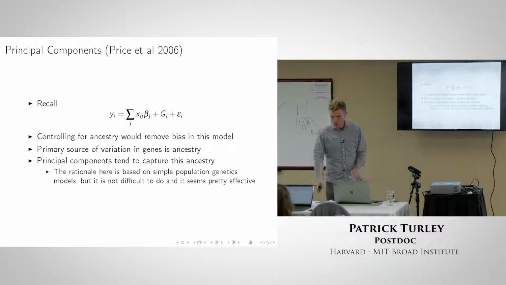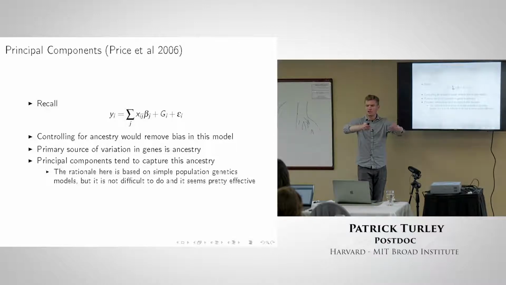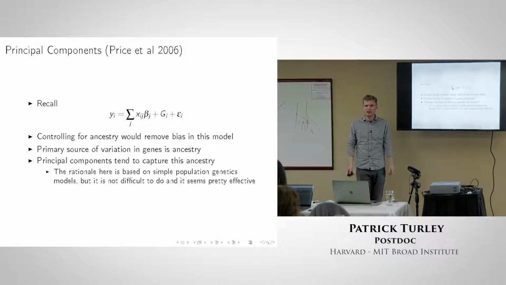Okay. The primary way, and we've talked about this already a little bit, that we correct for stratification, beyond just restricting our samples to those who have a common ancestry or at least close ancestry, is by using principal components. And so we're going to go back.